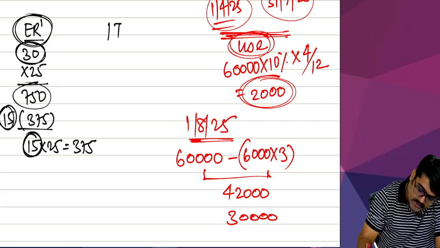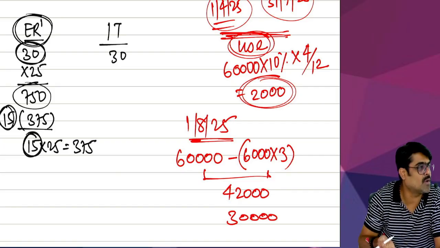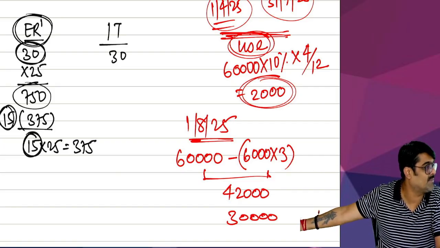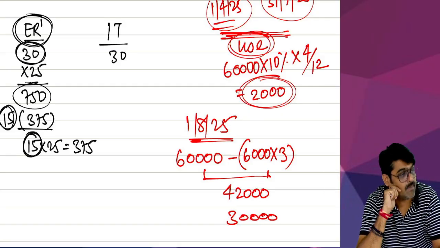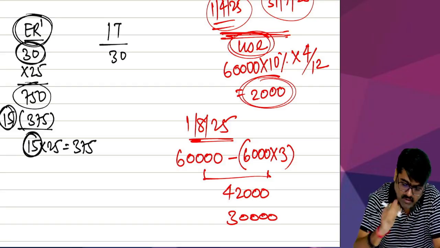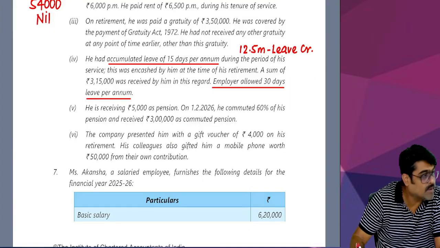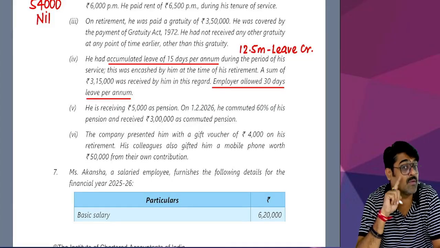As per IT rules, what is the maximum number of days? 30. So as per this also, the 15 days leave will be available. So leave credit as per IT rules and leave credit as per the employer's rule will be the same. So leave credit will be how much? That will be 12.5 only. So leave credit we have calculated. Now we have to calculate the average salary.